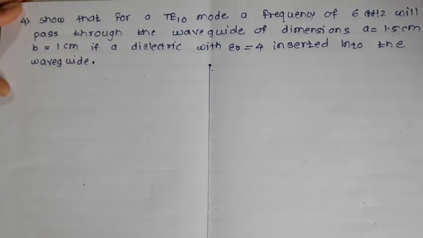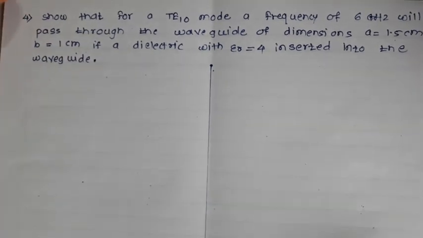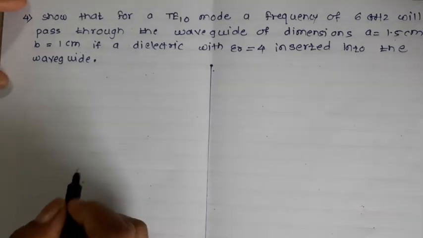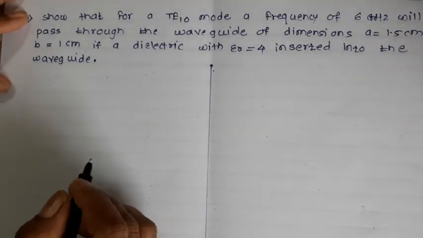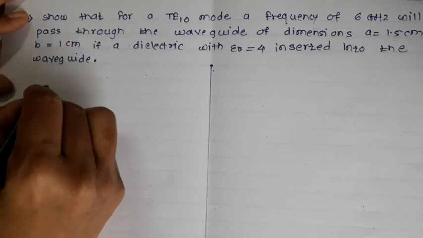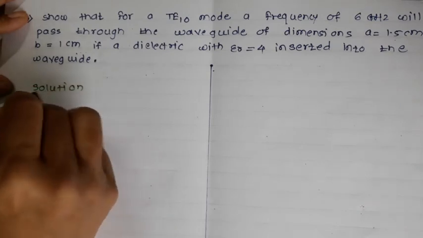Now here, in whatever problems we have seen, the dielectric was air, but here the dielectric is other than air. So if you solve such kinds of problems, you need to calculate the wavelength with a dielectric other than air. Let us solve this problem by writing what is given. Here the TE10 mode is given, so you can calculate for this particular TE10 mode.